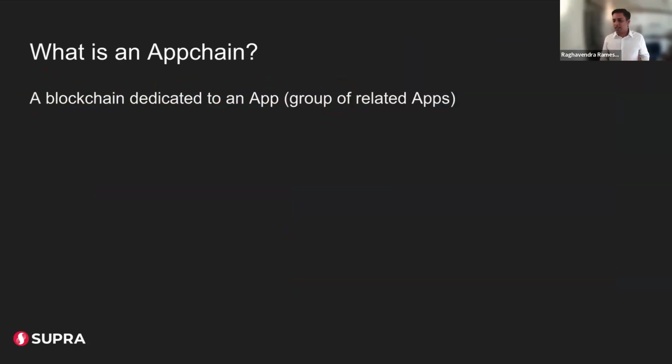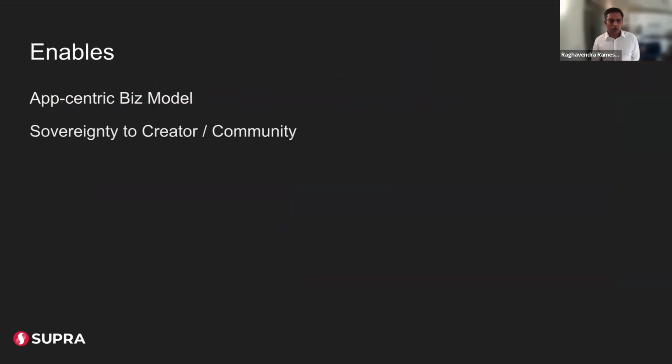Let's understand what exactly is an app chain. We need some starting point, right? The starting point is pretty simple: it is a blockchain dedicated to an app or a group of related applications. But what it enables is what makes it appealing. It enables an app-centric business model, right?